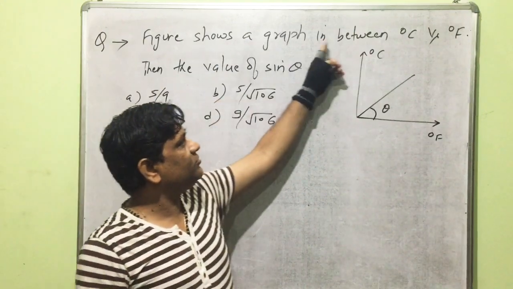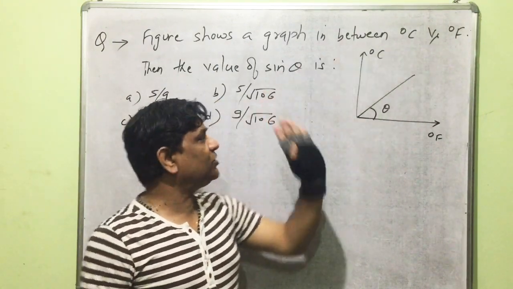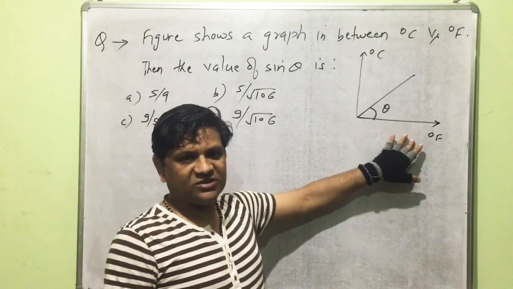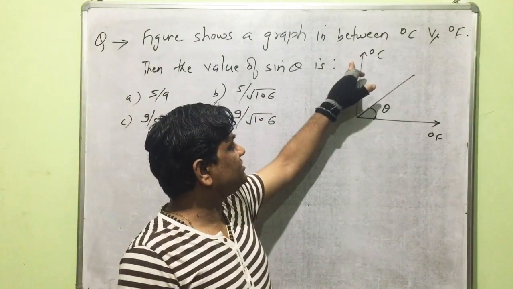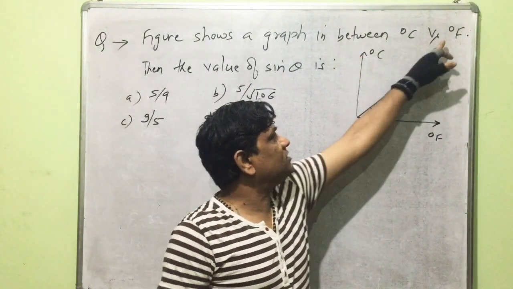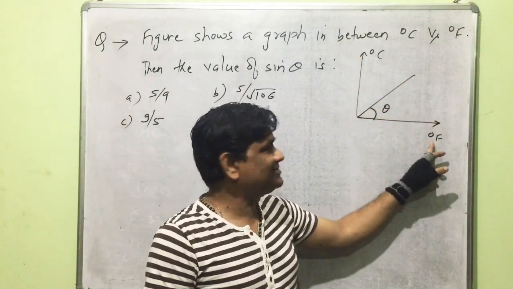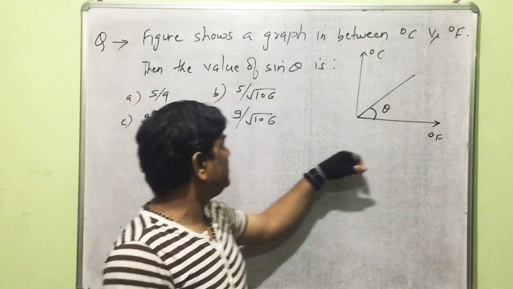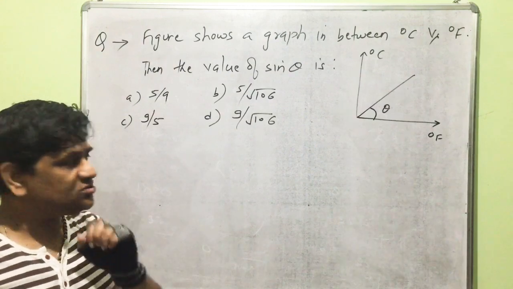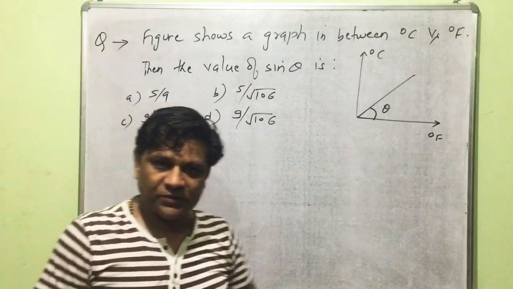Figure shows a graph in between degree Celsius versus degree Fahrenheit. Then the value of sine theta is, this graph is given in the question. Degree Celsius should be along the y-axis, degree Fahrenheit should be along the x-axis. Theta is mentioned, we have to find out the value of sine theta. Now, the question is how to find out the value of sine theta.